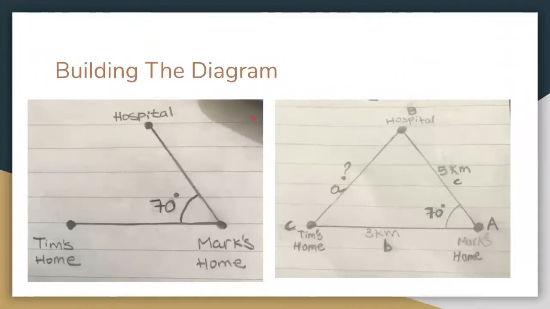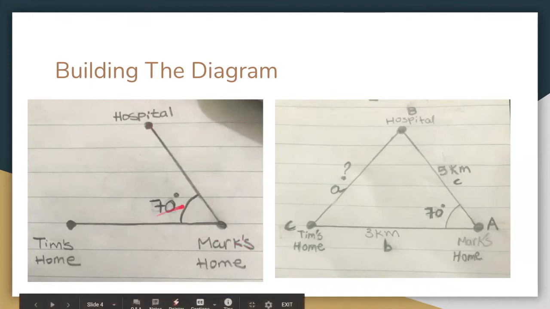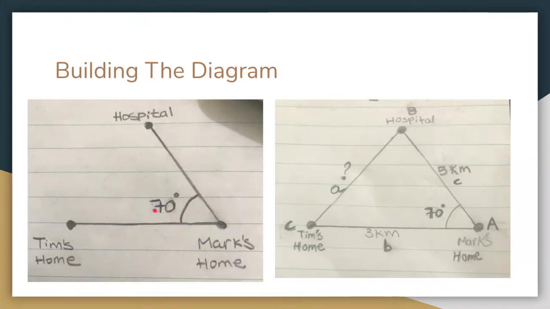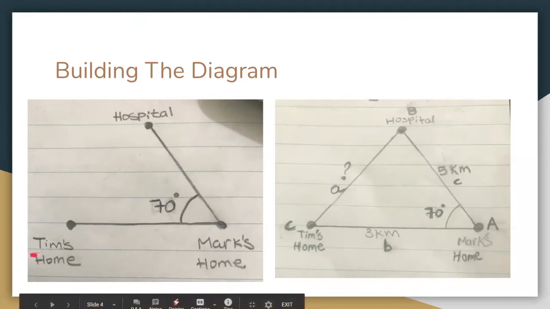Building the diagram. Since we know that the hospital and Mark's home make an angle of 70 degrees, we have drawn that 70 degrees here. And we have labeled the top as hospital, the right as Mark's home, and the left as Tim's home.